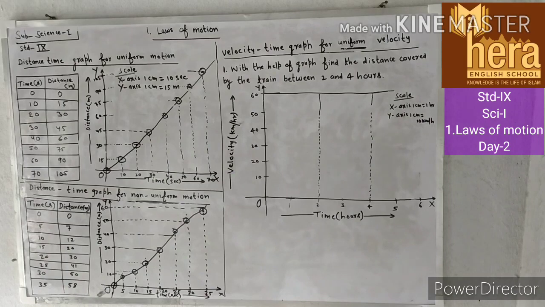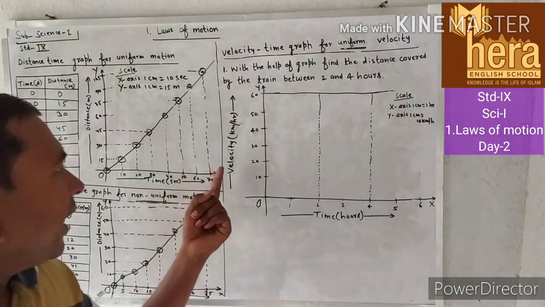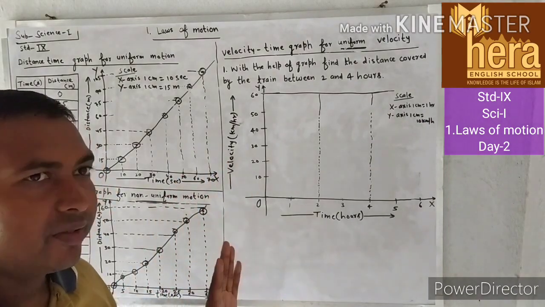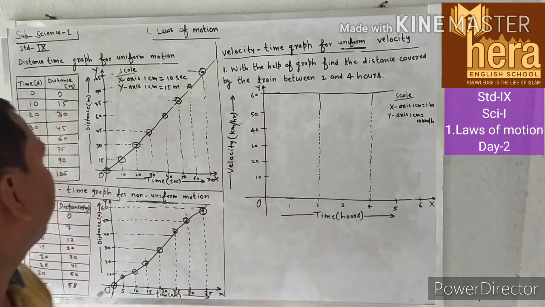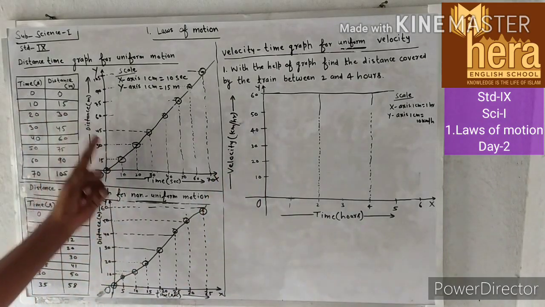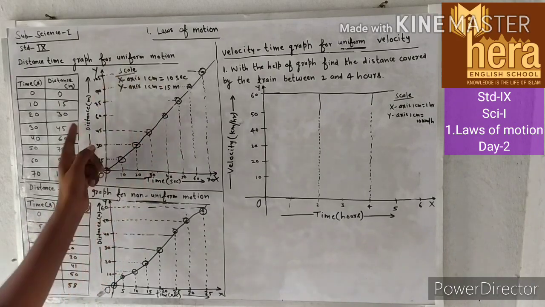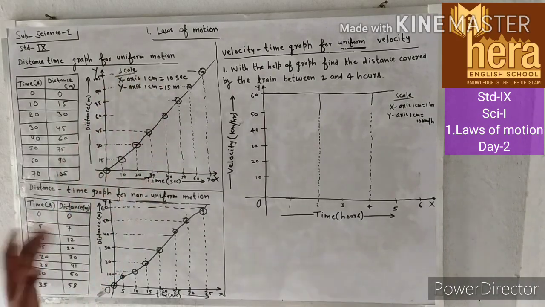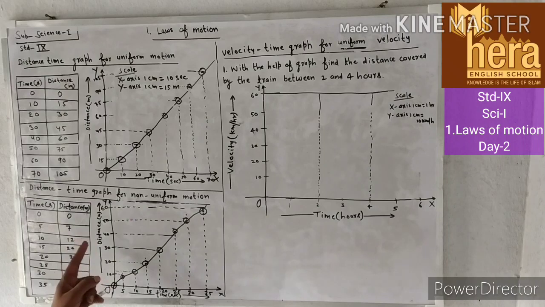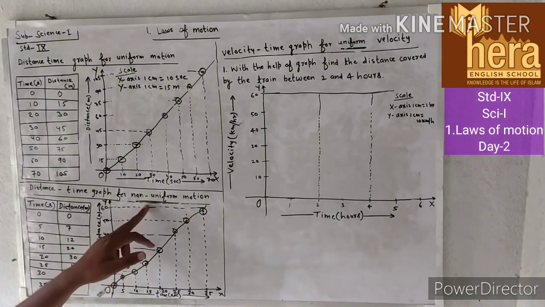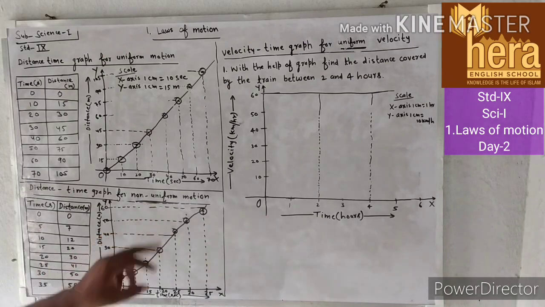So always remember, in velocity time graph, this is the graph of velocity time graph. Here is the distance time graph, distance and time. So this is distance time graph. Listen here, I forgot to write a scale. So you can write here a scale.